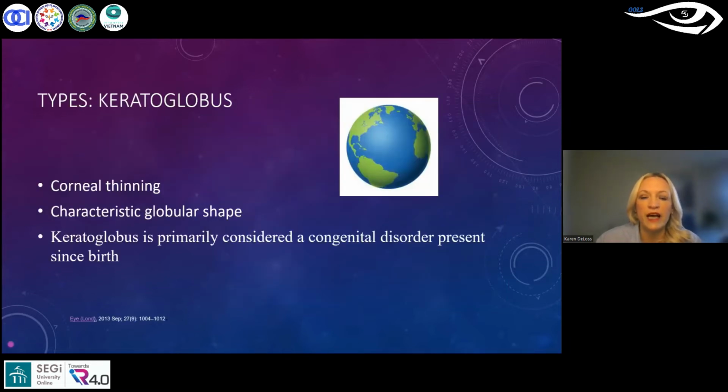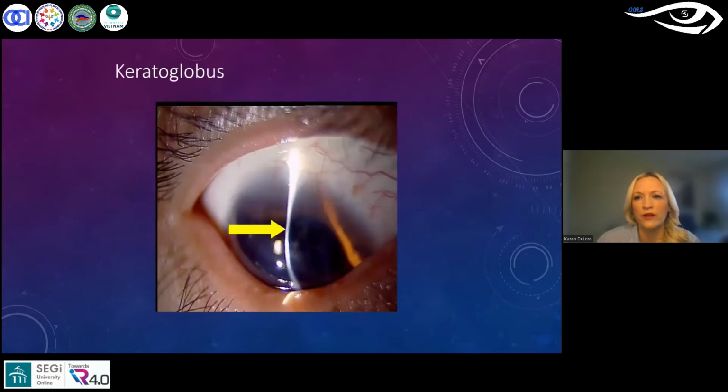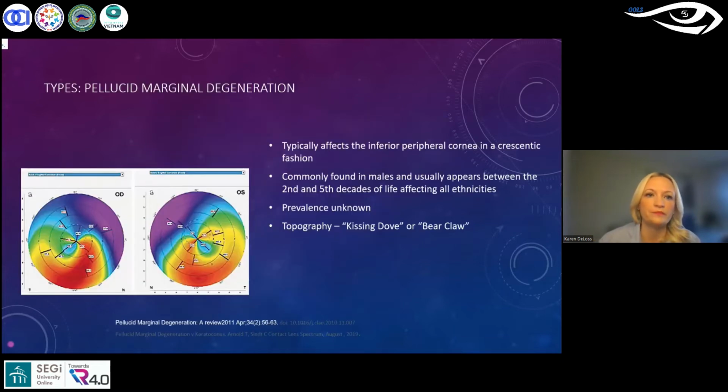So keratoglobus is very rare. You're going to see complete thinning of the cornea. It's going to be the entire cornea that is consumed by the disease. It's primarily considered a congenital disorder that's present since birth. You can tell from this slide that you've got the blue sclera right here, which is one of the pathognomonic signs. And also you've got thinning throughout the entire area, not just one particular area.